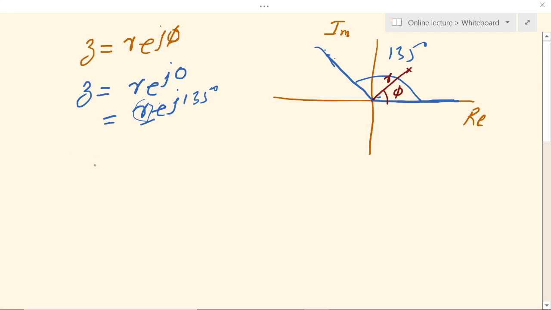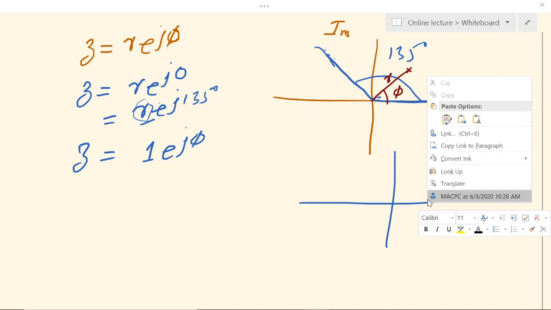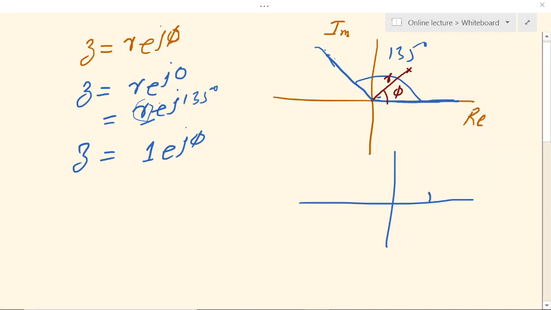Similarly, if you have fixed R, for example 1 e to the power j phi, it means the magnitude is constant and the phase is changing. For example, the magnitude is 1 here. Now if you vary this phi, it will make this circle. The magnitude remains the same, 1 unit, and different values of phase phi change accordingly. Since phi is variable, all the points of phi will map to this whole circle.